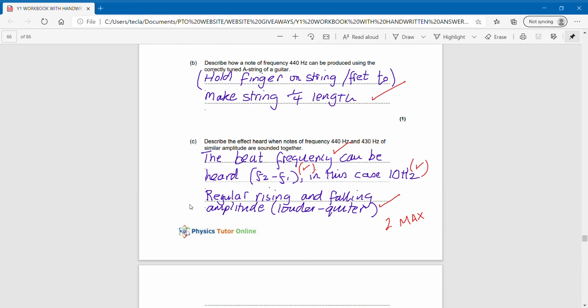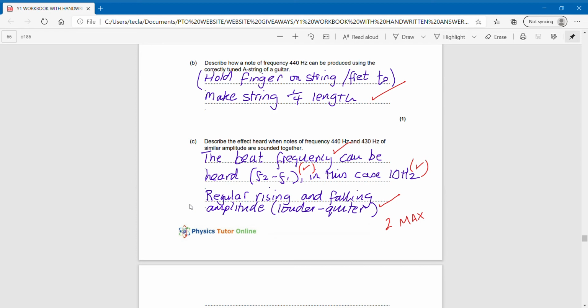6C. Describe the effect heard when notes of frequency 440 and 430 Hz of similar amplitude are sounded together. So you would hear a beat frequency, and that's the difference between F2 and F1. F2 minus F1 in this case is 10 Hz. And a regular rising and falling of the amplitude, louder and quieter repeatedly.